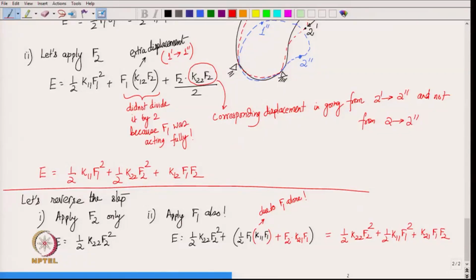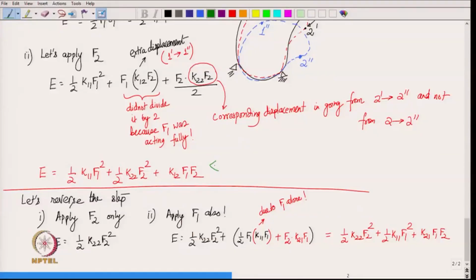But you see in both the steps, in the initial step and then the reverse step, the final state of the body has got F1 and F2 acting. So, final state is the same. So, the energy stored in the body should also be the same. So, if we compare these two energy, what we see is that everything is the same except for K12 and K21. So, that means K12 must be equal to K21. Okay. So, that is the reciprocal relation, K12 is equal to K21.